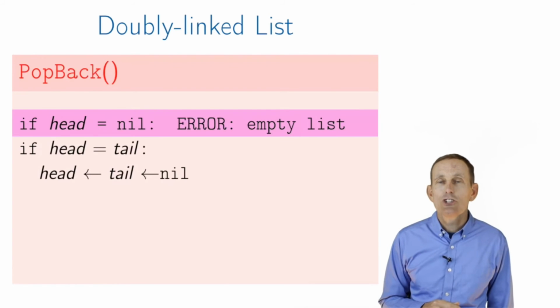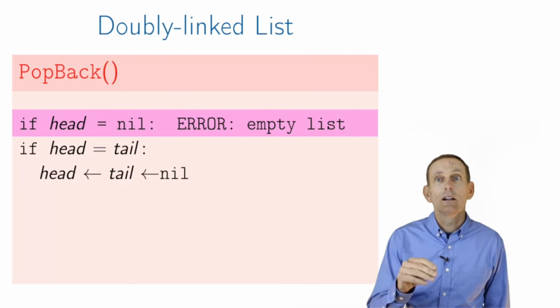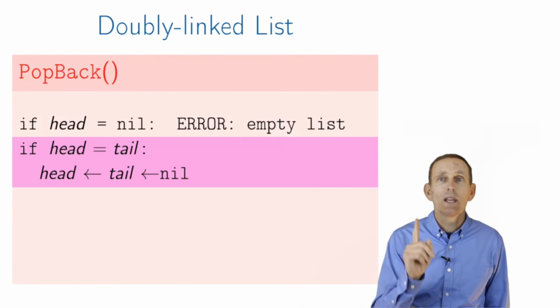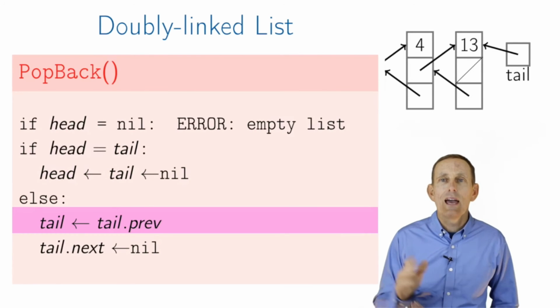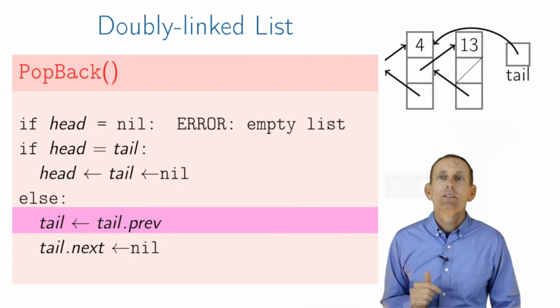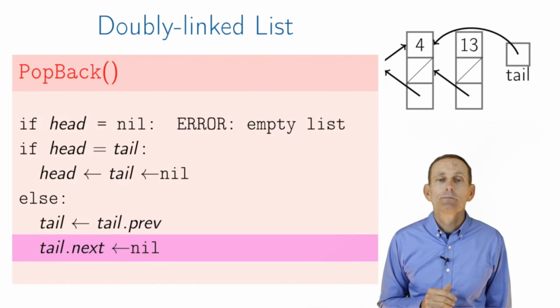Popping the back is also pretty straightforward. We're going to again check to see whether this is first an empty list, in which case it's an error, or a list with only 1 element, in which case it's simple. Otherwise, we're going to go ahead and update our tail to be the prev tail, and then update the next of that node to be nil.